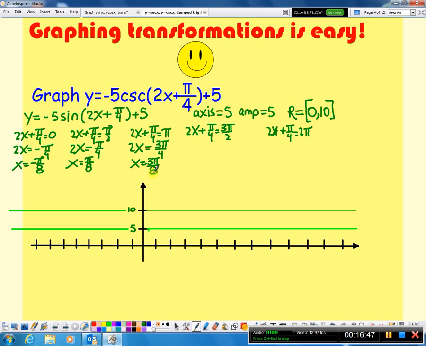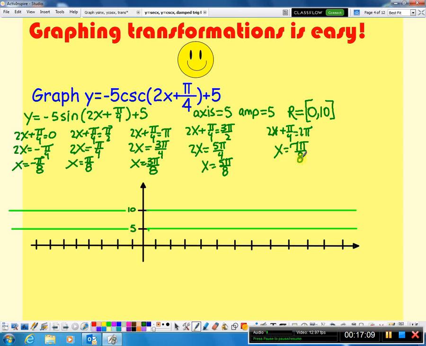Let's see here on this one. I'm going to say that 3 pi over 2 is the same thing as 6 pi over 4, minus 1 pi over 4 is 5 pi over 4. So if I'm going from negative 1 to 1 to 3 to 5 pi over 8, this has got to be 7 pi over 8. I've got to follow suit.